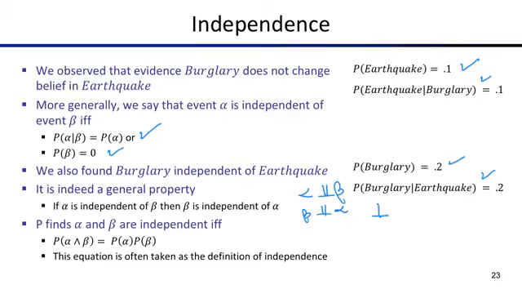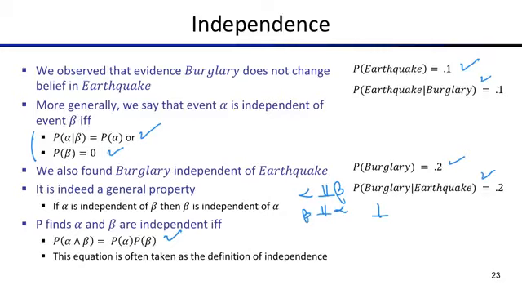So we find that a probability P finds alpha and beta independent if and only if the joint probability of alpha and beta is equal to the probability of alpha times the probability of beta. And people usually take this as the definition of independence and take this first property here as a consequence. But we can obtain one from the other, right?